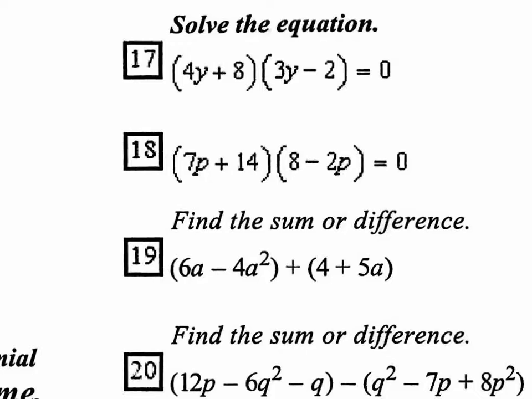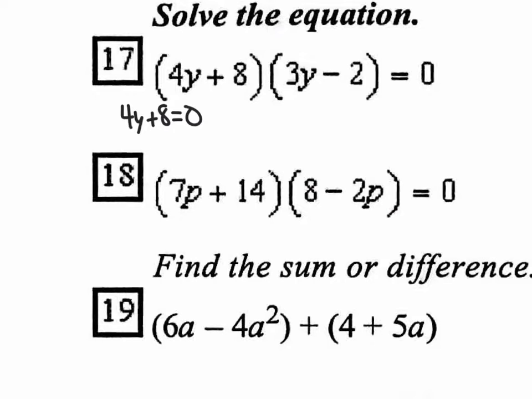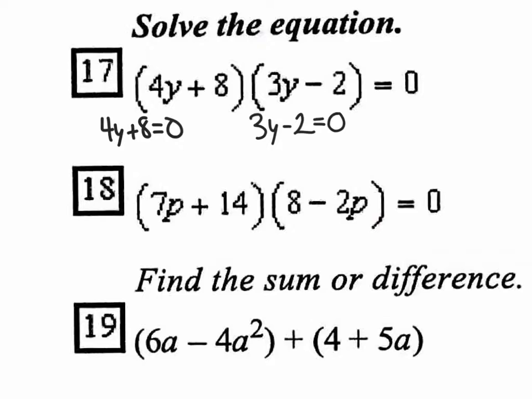Because it's already in factored form. So you already have something times something equals 0. You just split them and set them each equal to 0. So 4y plus 8, that's going to be equal to 0. And also 3y minus 2 is going to also be equal to 0. And now from there you just solve both simple equations.